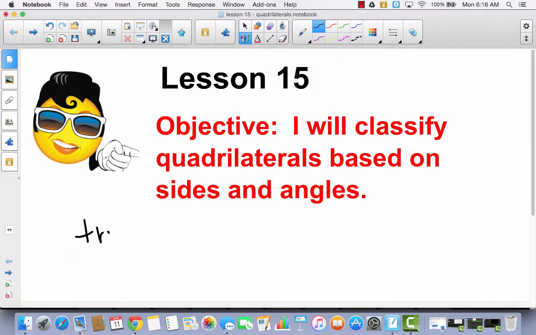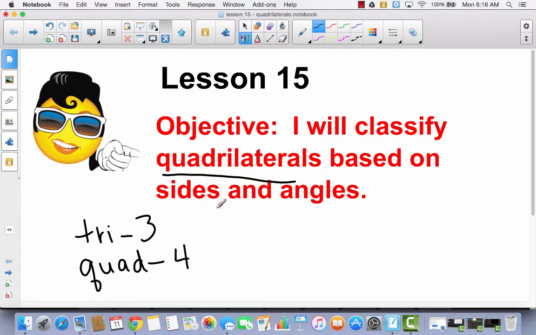So if tri means three, do you know anything about the word or the root quad? Well, some people refer to a four-wheeler as a quad or an ATV, but a quad means four. So today we're going to talk about four-sided figures and we're going to classify them, which means we're going to put them into groups based on their sides and their angles.